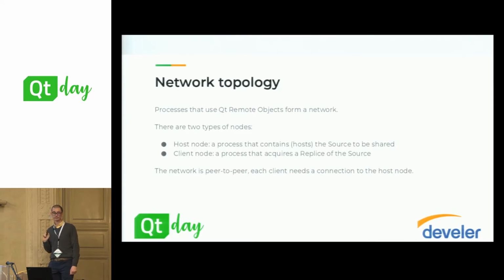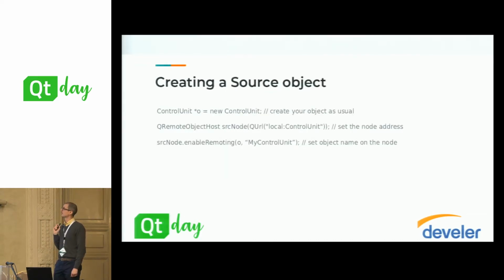Okay, enough talking. Let's see how you create a source object. It's 3 lines of code, really, and one you would have written anyway, because the first one is just this. Create your object as usual. This is called control unit, but the main point is that it is a QObject.